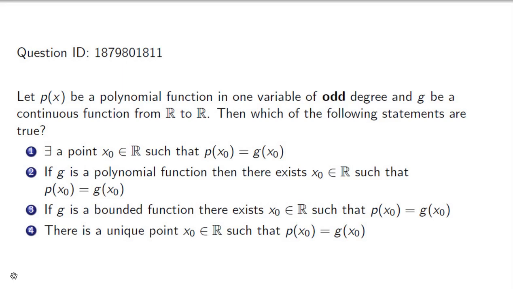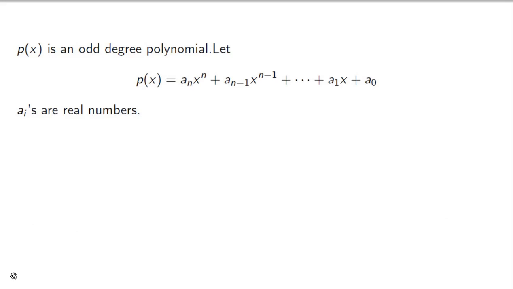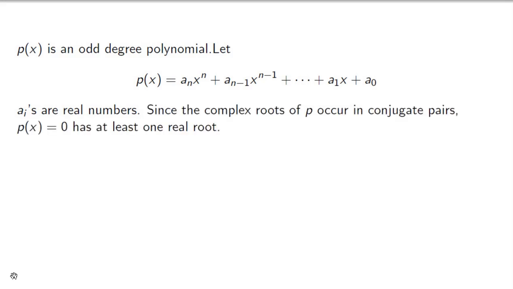So let us first of all see some facts about an odd degree polynomial. P(x) is an odd degree polynomial. Let us write P(x) as a_n x^n plus a_(n-1) x^(n-1) plus dot dot dot a_0, where the a_i's are all real numbers. Now P(x) is an odd degree polynomial, and since the complex roots of any real polynomial occur in conjugate pairs, P(x) equals 0 has to have at least one real root.